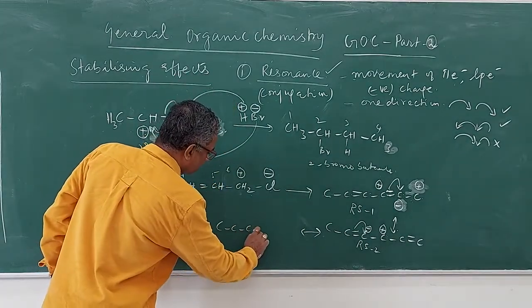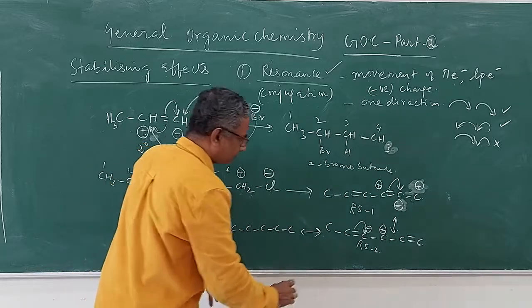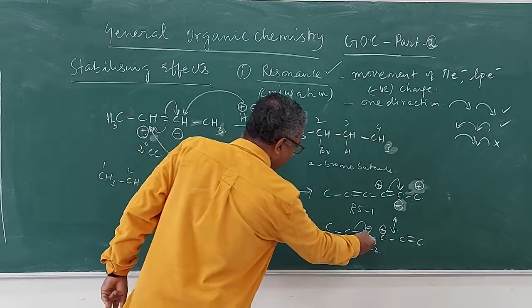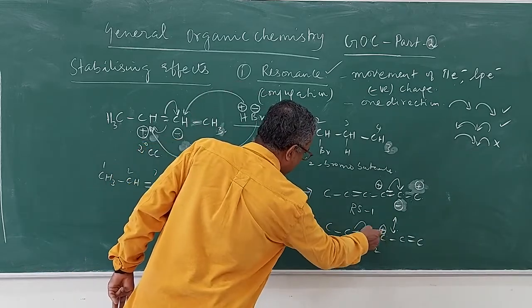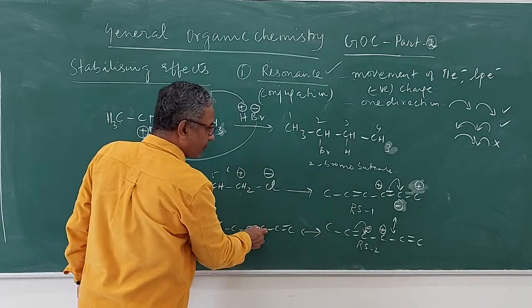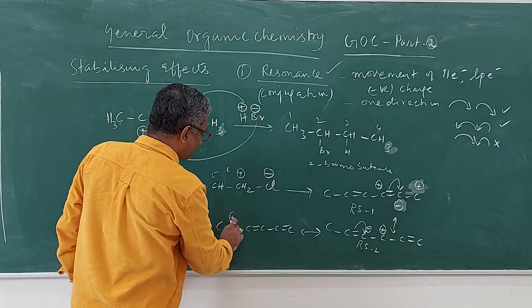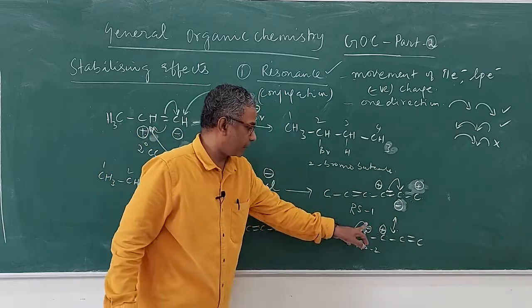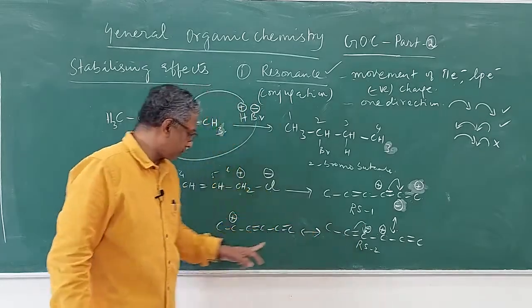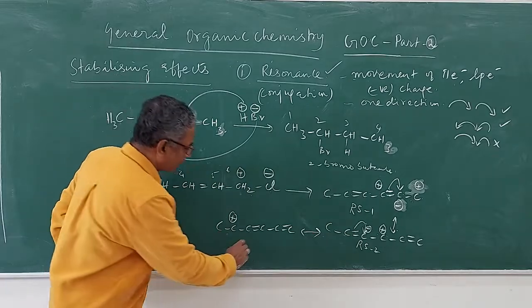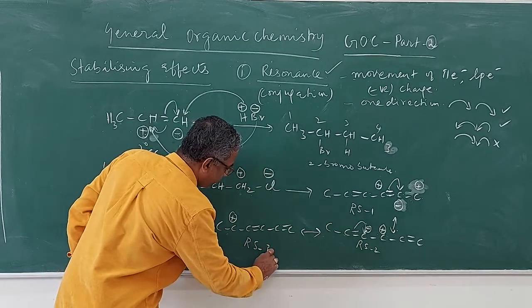So you have 1, 2, 3, 4, 5, 6. So you have a double bond here. So when you have plus and minus present in the adjacent atom, you will have a bond that is formed here. So now this carbon, which has lost its share of electron, will develop a positive charge here. So you can see that this will be the RS structure 3.